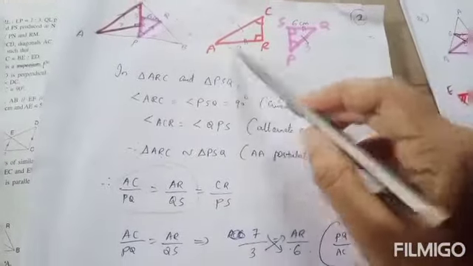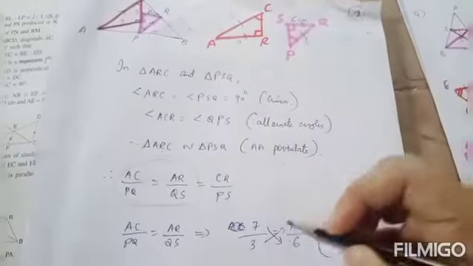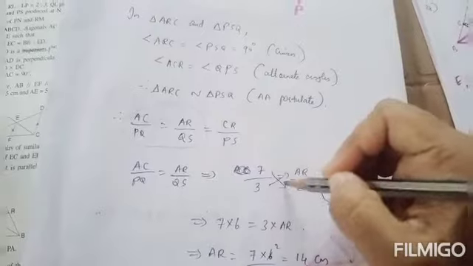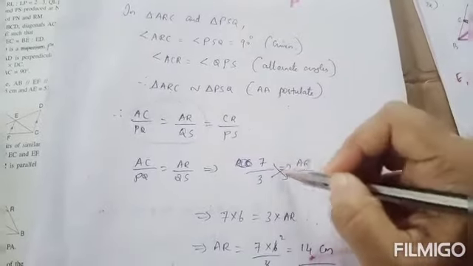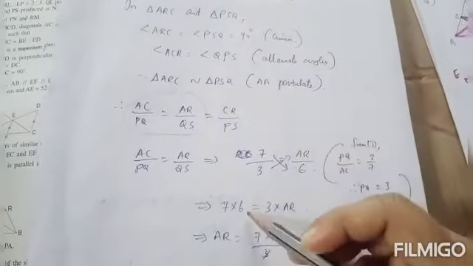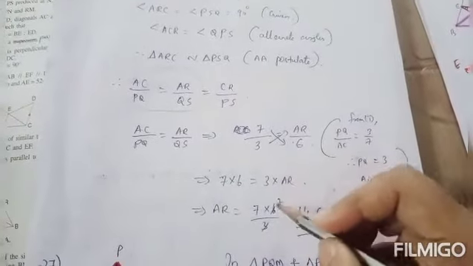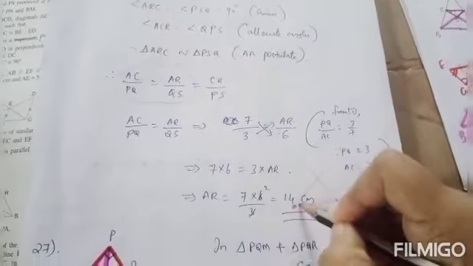AR you need to find. QS is 6, so you can write AR by 6. So 7 by 3 equal to AR by 6. Cross multiplying you will get 7 into 6 equal to 3 into AR. From this what will be AR? 7 into 6 by 3, that is 14 centimeter.